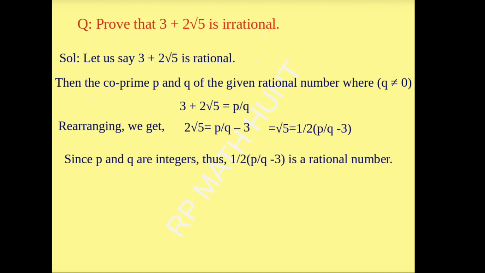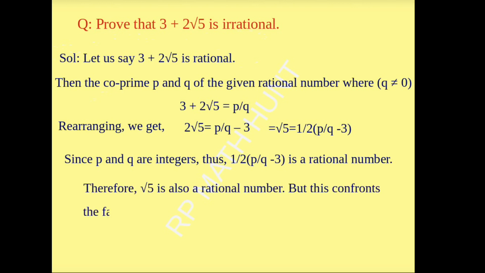Since p, q are integers, 1 by 2 into p by q minus 3 is a rational number. Therefore, root 5 is also a rational number. But this contradicts the fact that root 5 is irrational. Hence, we get that 3 plus 2 root 5 is irrational.